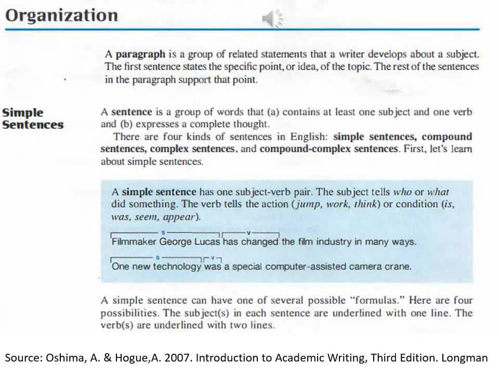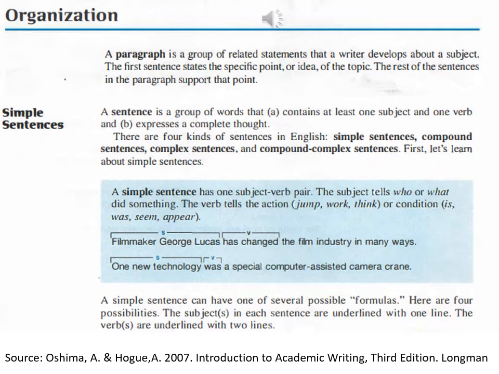Let's talk about the organization of a paragraph. A paragraph is a group of related statements that a writer develops about a subject. The first sentence states the specific point or idea of the topic. The rest of the sentences in the paragraph support that point. A sentence is a group of words that contains at least one subject and one verb. And a sentence expresses a complete thought.